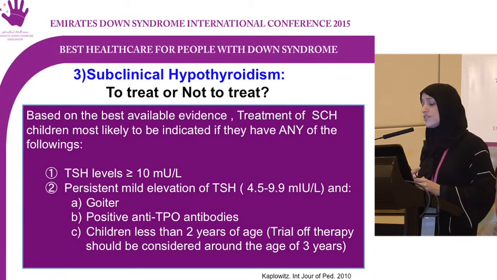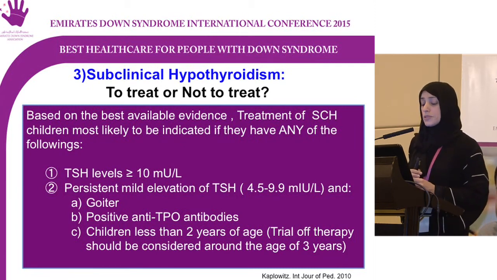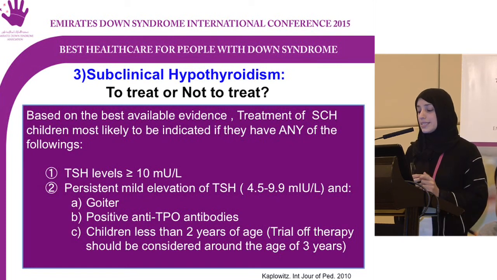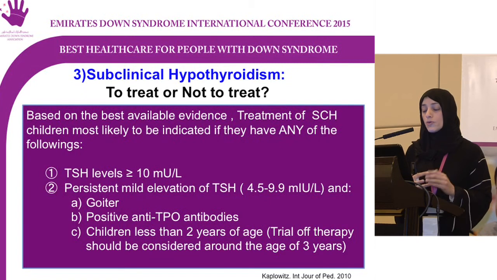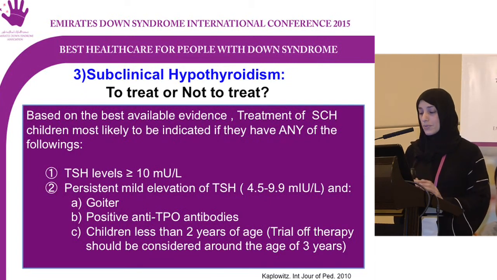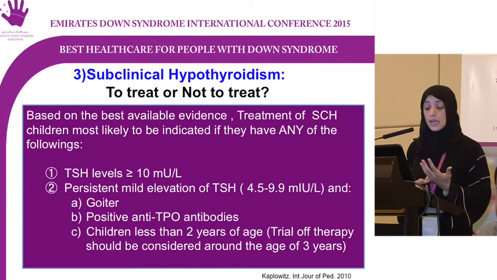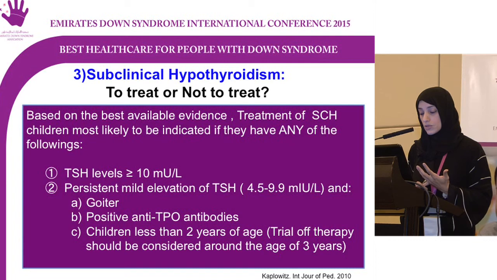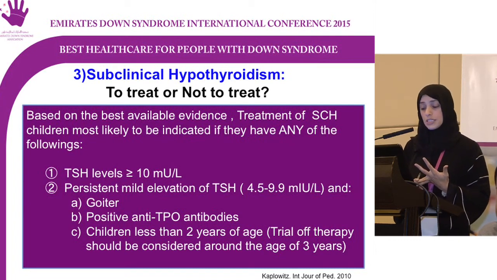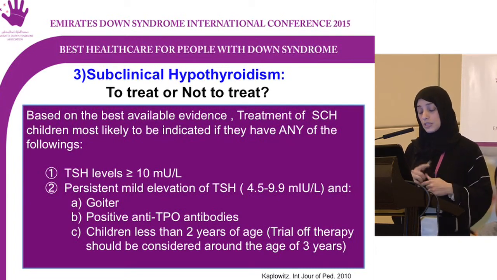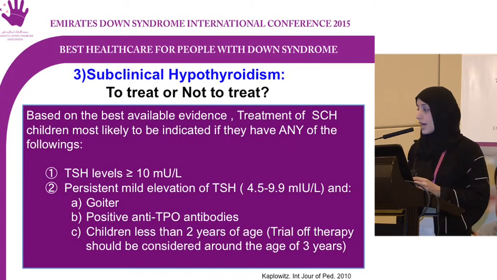If the TSH level is more than 10. Number 2, if we have a persistent mild TSH elevation, which depends on the local lab, but most of them will agree if it's above 5, it's abnormal. So between 4.5 to 9.9, and you have a goiter, which is clearly rare in kids with Down syndrome, up to 15% only. If they have positive anti-TPO, because we did show that they tend to convert to hypothyroidism with time.